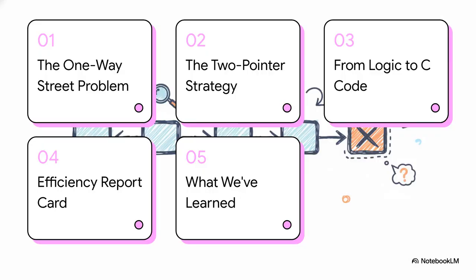So, here's how we're gonna tackle this. First, we'll dig into why this is so tricky in the first place, what I like to call the one-way street problem. Then, we'll unveil our secret weapon, the two-pointer strategy. After that, we'll translate that logic into some C code, see how well it performs on its report card, and finally, we'll wrap it all up with the key things we've learned.